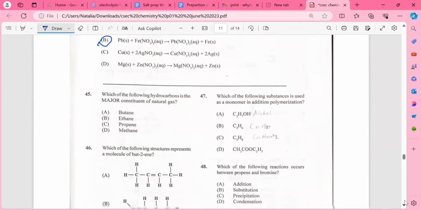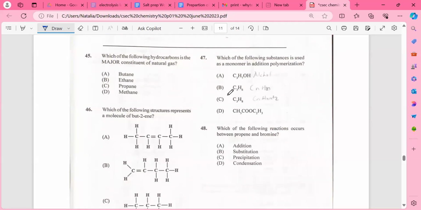Which of the following hydrocarbons is a major constituent of natural gas? That's going to be methane. This represents butene. So butene means we have 4 carbons and the double bond is between carbon 2 and 3. So that's going to be A. Which of the following substances is a monomer in addition polymerization? So we are looking for an alkene. And the alkene here is B.